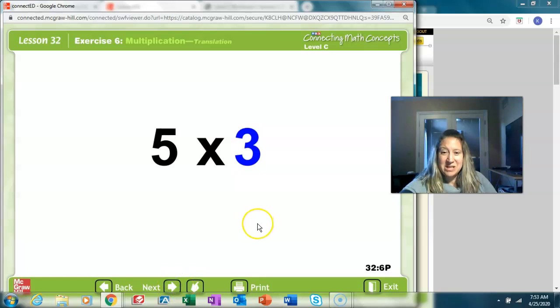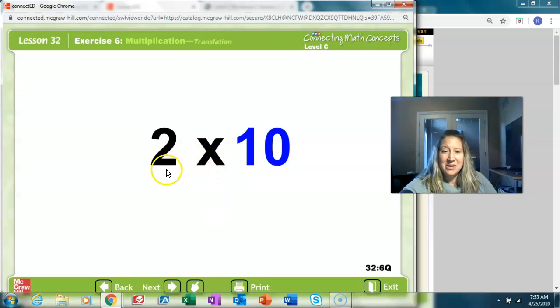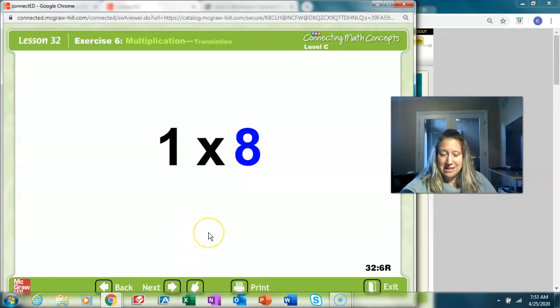What does this problem tell you to do? Count by 5 3 times. What does this problem tell you to do? Count by 2 10 times. What does this problem tell you to do? Count by 1 8 times.